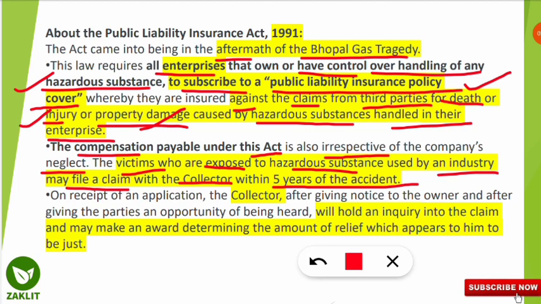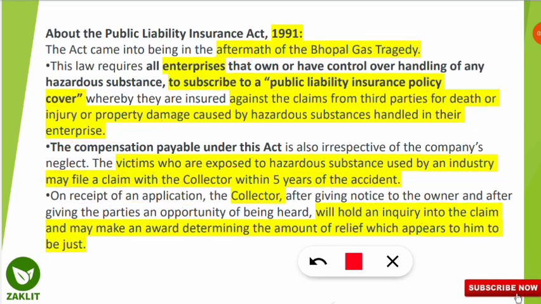Next, what should the collector do? On receipt of the application from the victims, the collector will give notice to the owner and then will hold an inquiry. So the collector will conduct an inquiry after giving notice to the owner of the industry or enterprise. Then accordingly the amount will be decided for relief, which will be given to that victim or person.